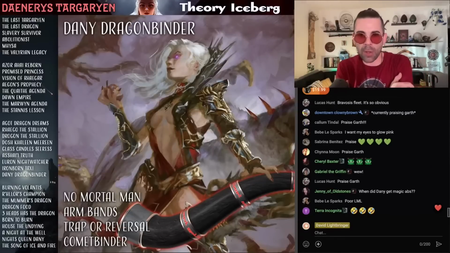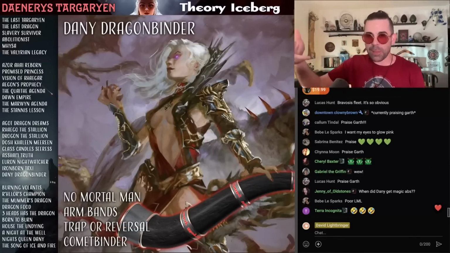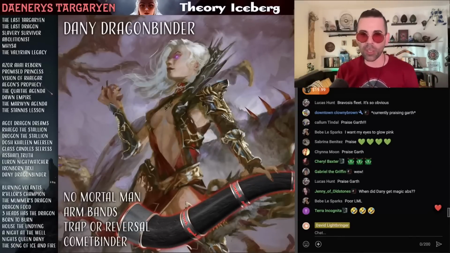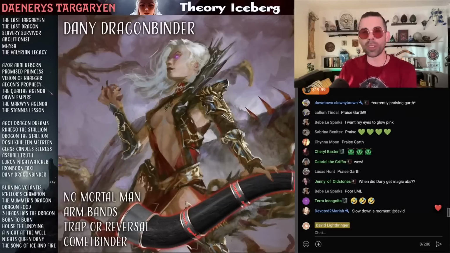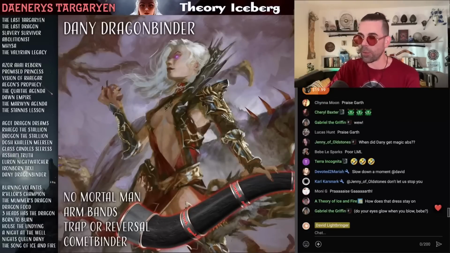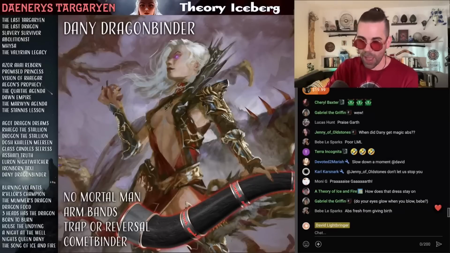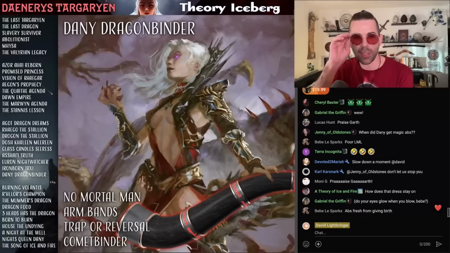She's got the foreshadowing. She's got the abs, as you can see. That's from riding horses, man. When did Dany get magic abs from riding horses? For months. I've heard it's hard. How does that dress stay on? Well, it's the magic of the Azor Ahai babe armor. Defies gravity and science and magic.